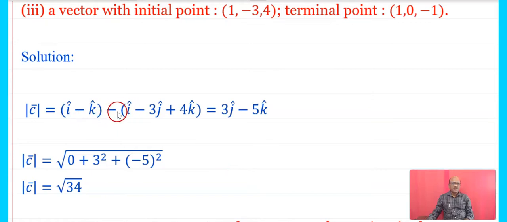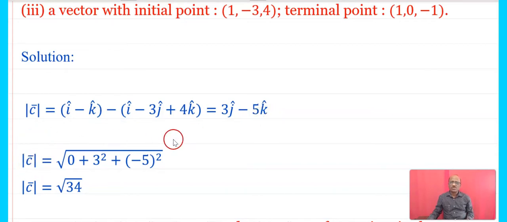If you open the bracket, then you will get minus i cap plus 3j cap minus 4k cap, and overall you will get plus i cap minus i cap will be 0, and next is what about the j cap? This minus and minus will become plus, that is plus 3j cap, and the last is minus 4k cap and minus k cap, that will become minus 5k cap.